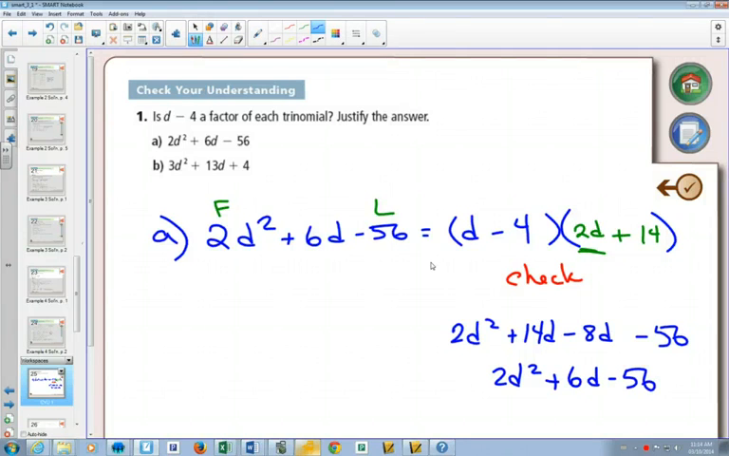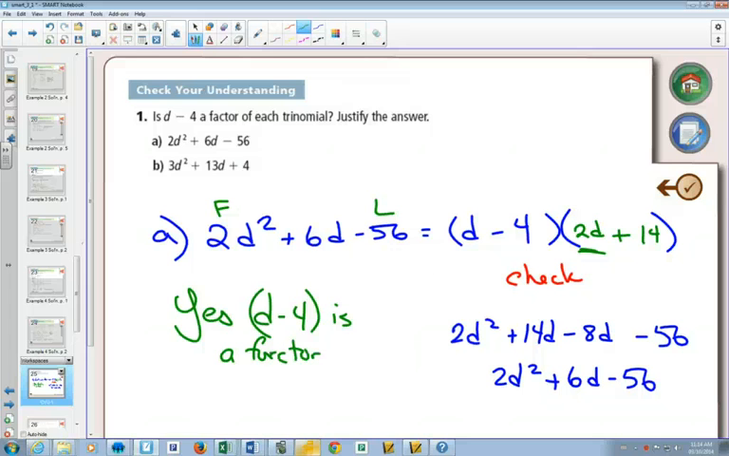Is that the same as we started with? Yes. So that means, yes, d minus 4 is a factor. Well, that's not spelled right. Factor. So when we check it and multiply it out, it works out to be exactly the same. These two are equal, and so we know it is a factor. And we've shown that it factors correctly.